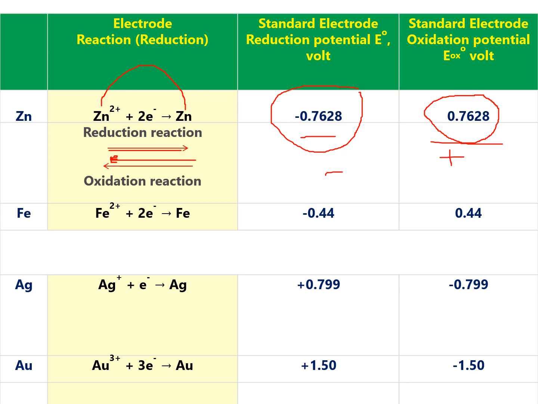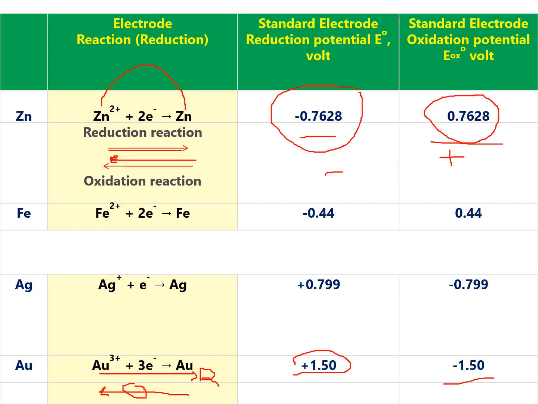If you see, for example, the gold case, Au3+ when it accepts 3 electrons converts into Au. It is a reduction reaction. The forward reaction is a reduction reaction, and the reduction potential is plus 1.50. It is a positive one. And the reverse reaction, that means gold converting into Au3+ by releasing 3 electrons, is an oxidation reaction. The oxidation potential value is equal to minus 1.50.